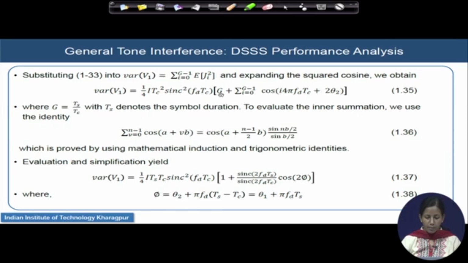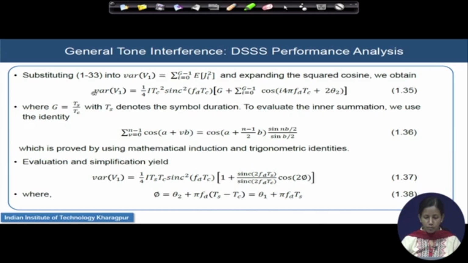If I replace now this G by T s by T c, where T s is the symbol duration, and if I utilize the following trigonometric identity to evaluate the summing section, where the sum of cos of a plus n b is given by cos of a plus n minus 1 by 2 b into sin n beta by 2 by sin beta by 2. This trigonometric identity will be utilized to compute this summation.